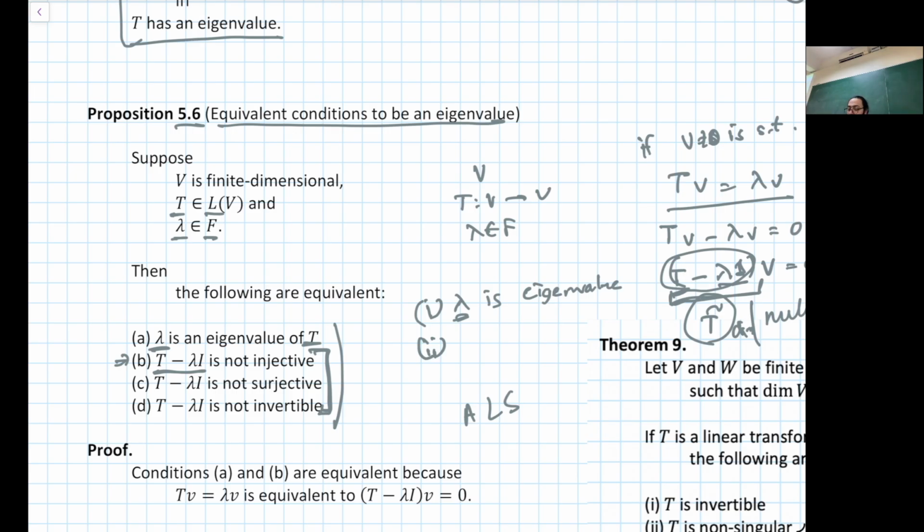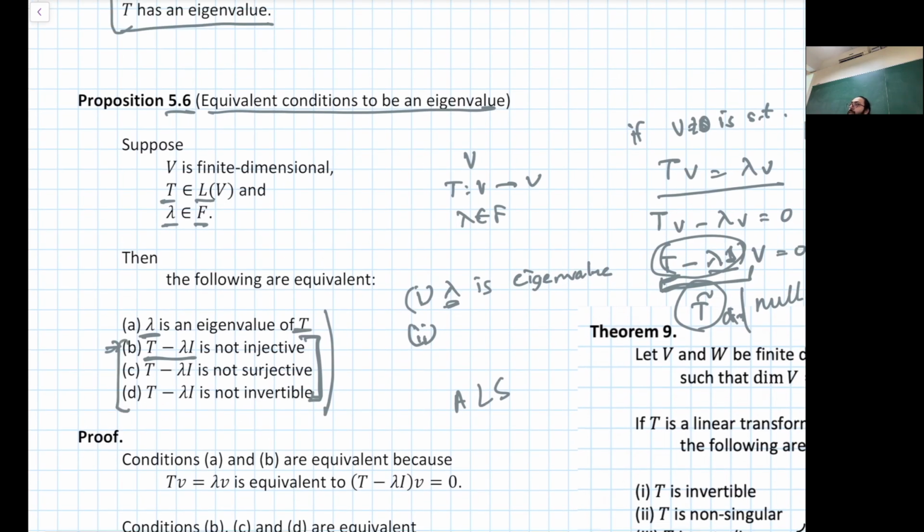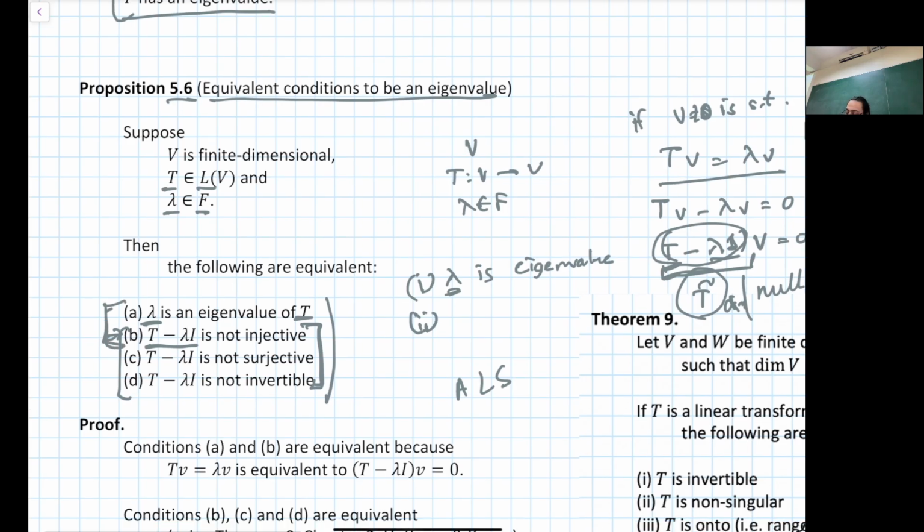And then the rest of them are things we've already studied, so we're not going to spend too much time on this. This is essentially the rank nullity theorem, and all those statements essentially give you this. So we've already covered this. Is this okay? If you just understand these two, A and B, the rest are very straightforward.